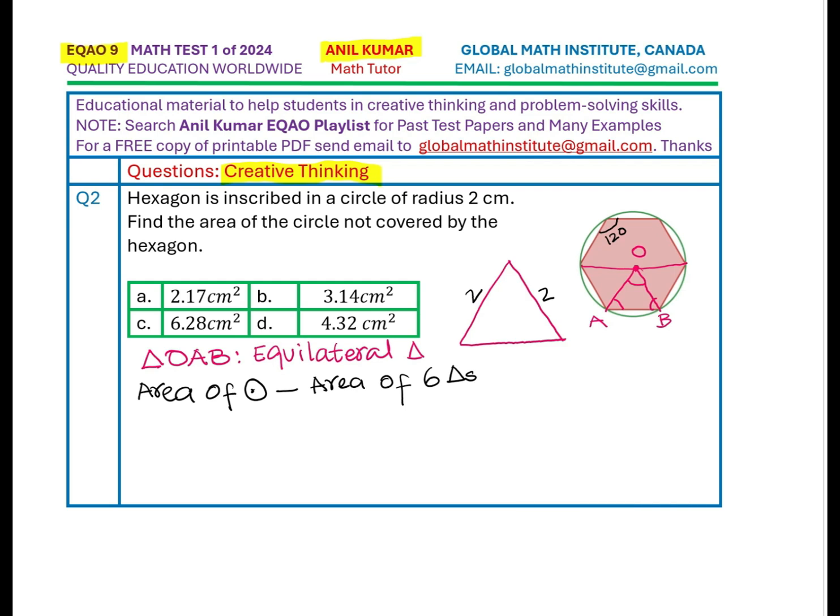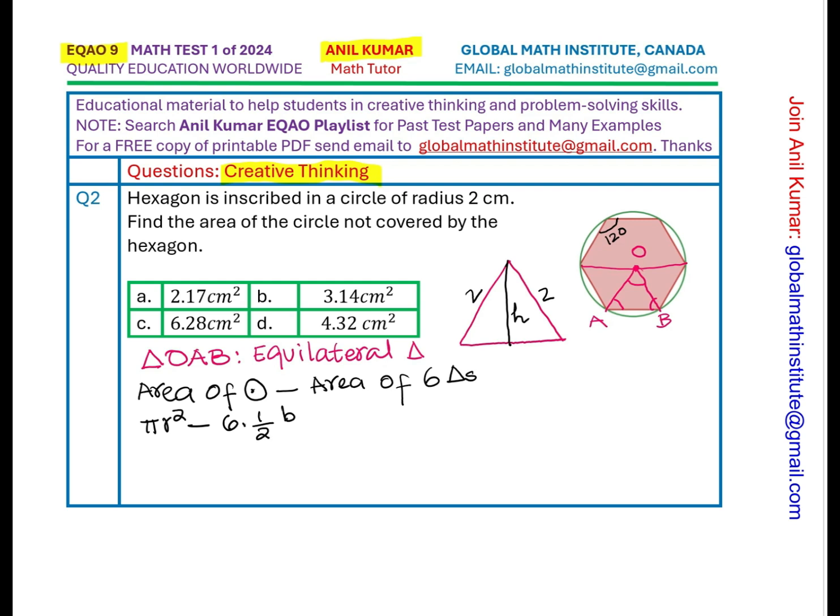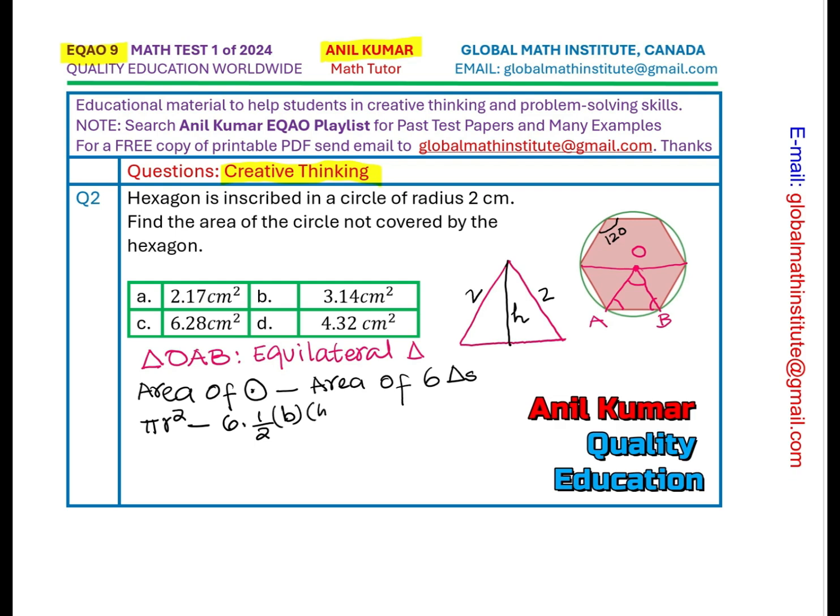So basically, area of circle is pi r square minus area of these triangles, 6 triangles, so 6 of them. And each triangle, if I say that the height is h, in that case it is half base times height. So let me write base and height first. Let's figure out what is base and what is height.